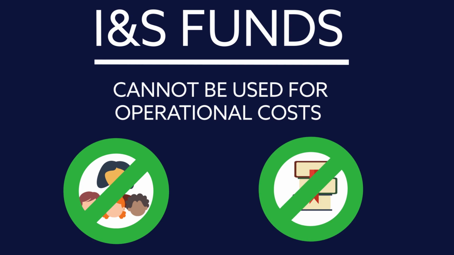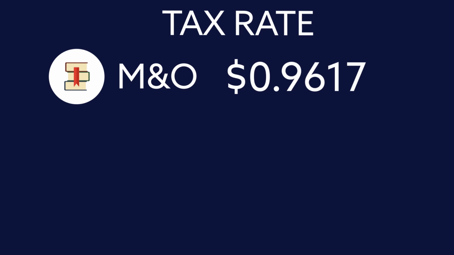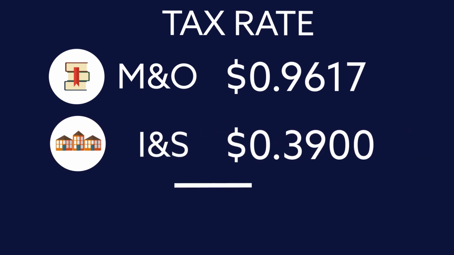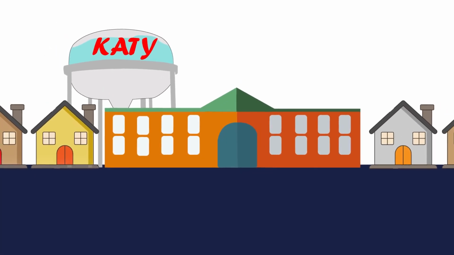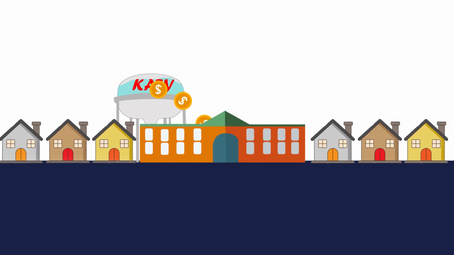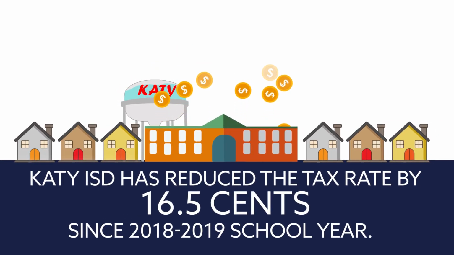The district's M&O tax rate is currently 0.9617, and the INS tax rate is 0.39, for a total tax rate of $1.35 per $100 of property value. Katy ISD has a long history of fiscal responsibility and transparency, and has reduced the tax rate by 16.5 cents since the 2018-19 school year.